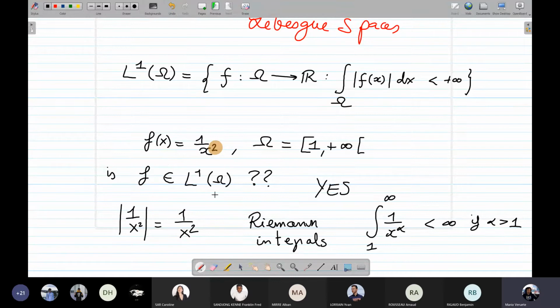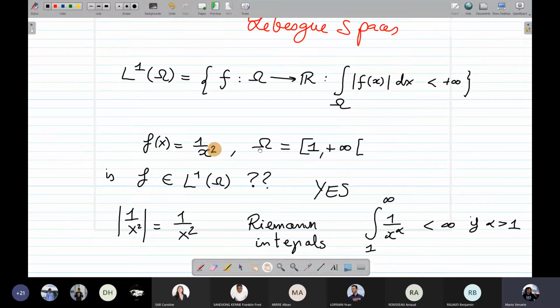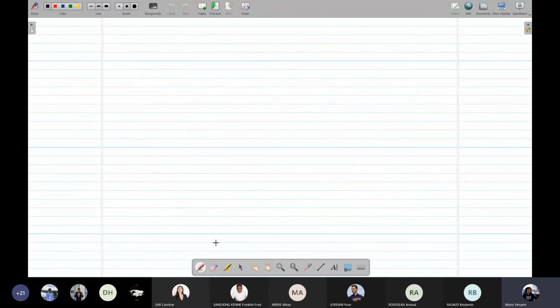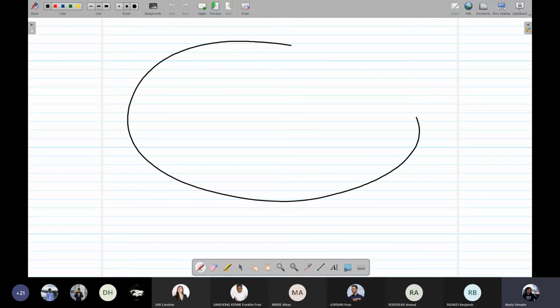Well, something that is here is this remark. If we are concerned about finite measures, and that is always the case in probability theory, in that case we have some inclusions of integrable spaces. That means that this is L1.